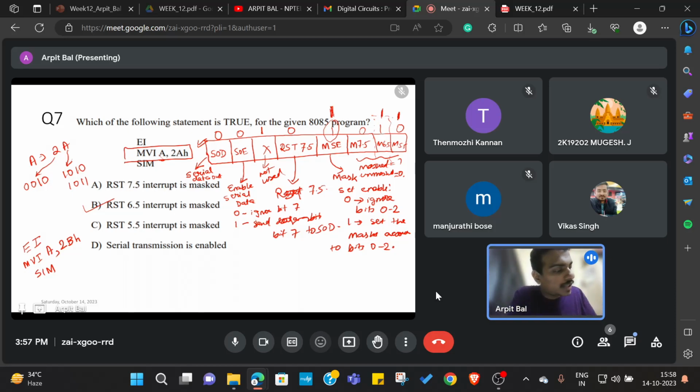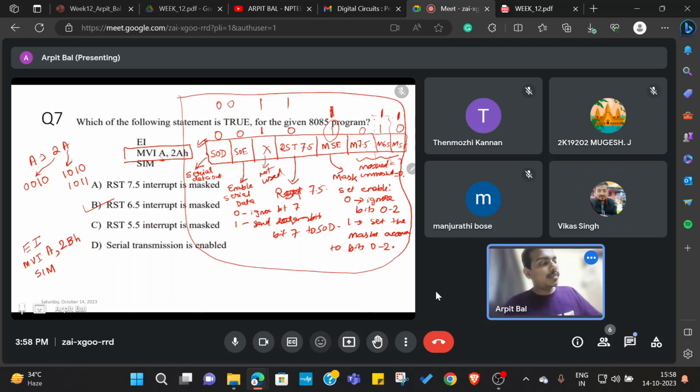Had it been something like 0 0 1 1, then remember that it is not going to set 7.5, but it is going to reset RST 7.5. So you need to be careful, but just remember this entire configuration that I wrote here, and based on that, whatever question arises, you just look at the values present in the accumulator and then perform this.